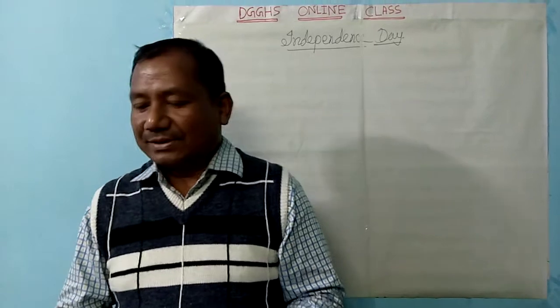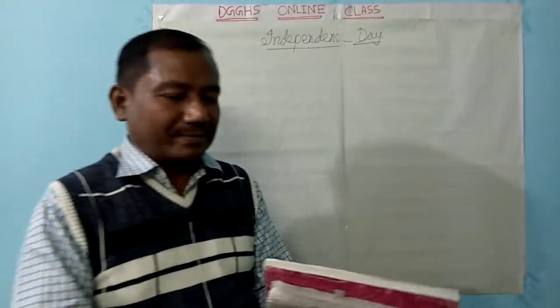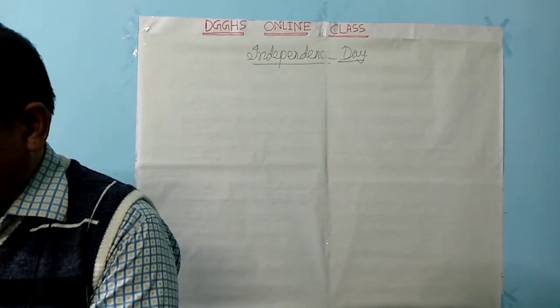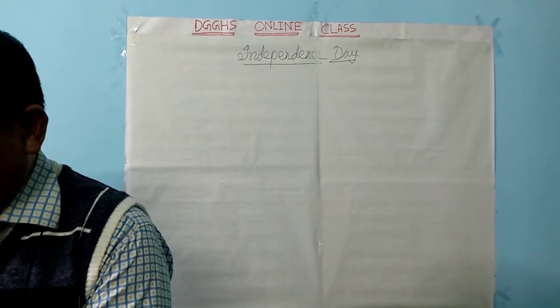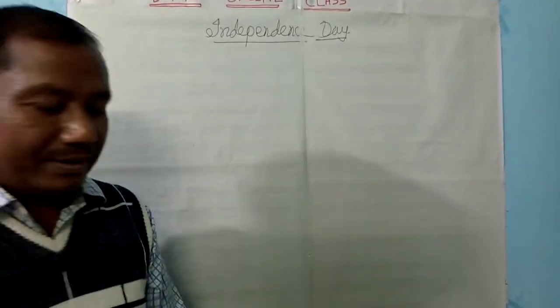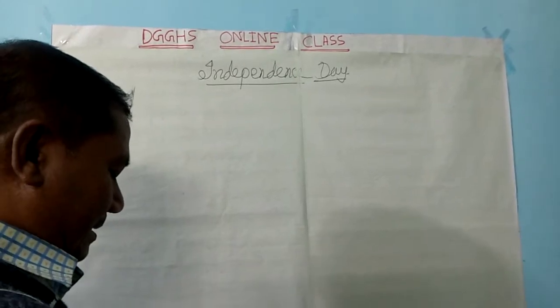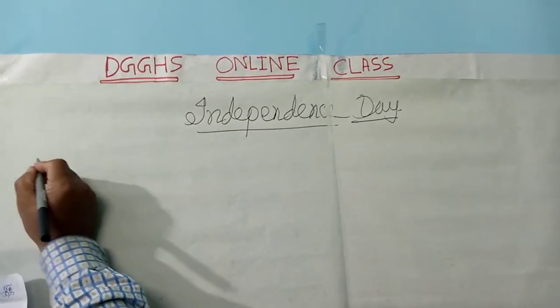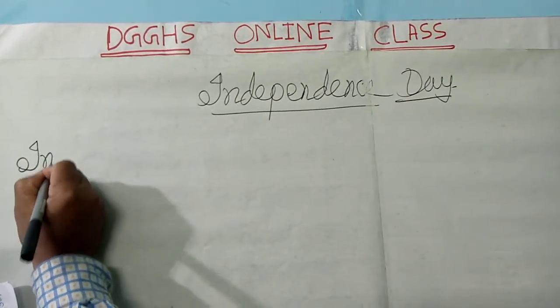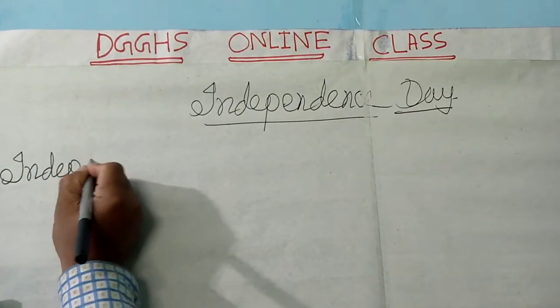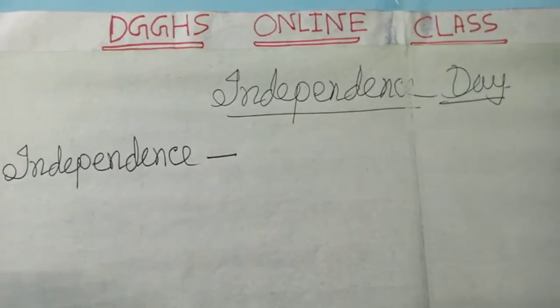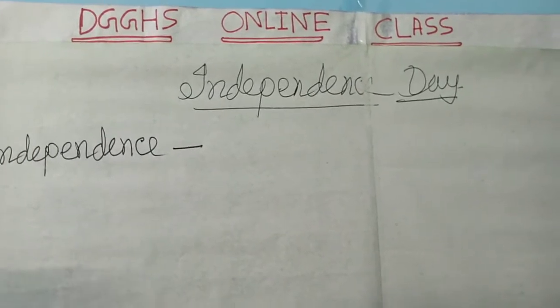Now, dear students, you just find out the words and try to make their meaning clear to you. You see here, yes, it is our Independence Day. So what do we mean by independence? Independence. What do we mean by independence? Freedom from political control.